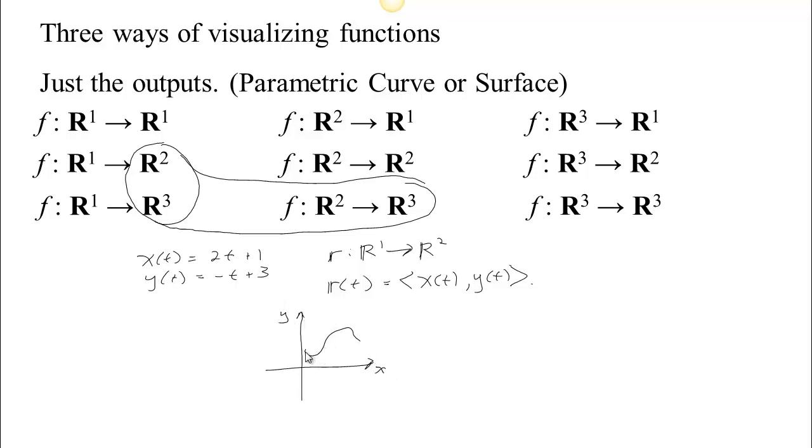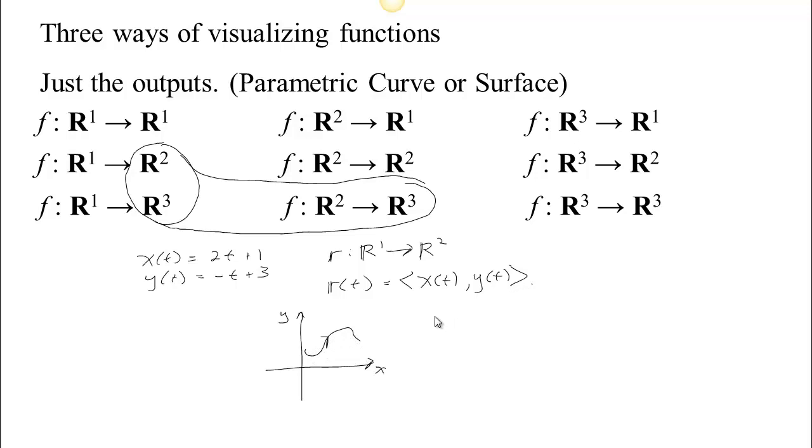We're not really seeing the input, but we know that the curve is going to be swept out in particular directions, so we can imagine that as t increases, we're moving along the curve in a particular way. And so we're not really seeing the inputs, but we're seeing their effect as the input moves us along this curve.